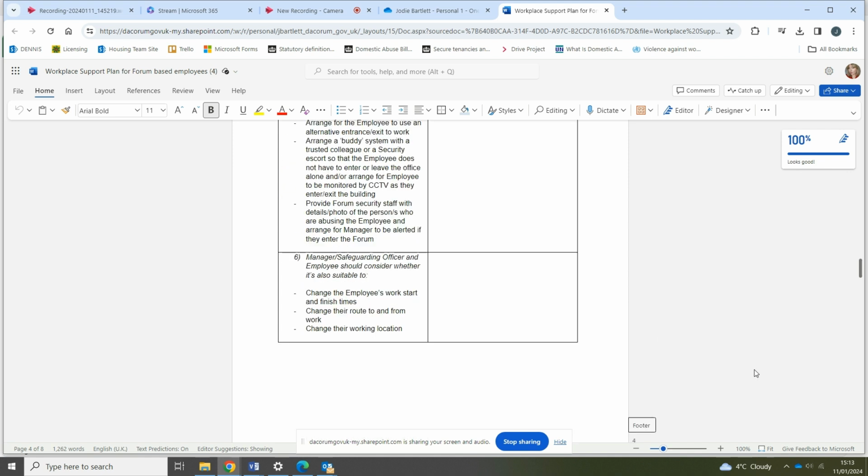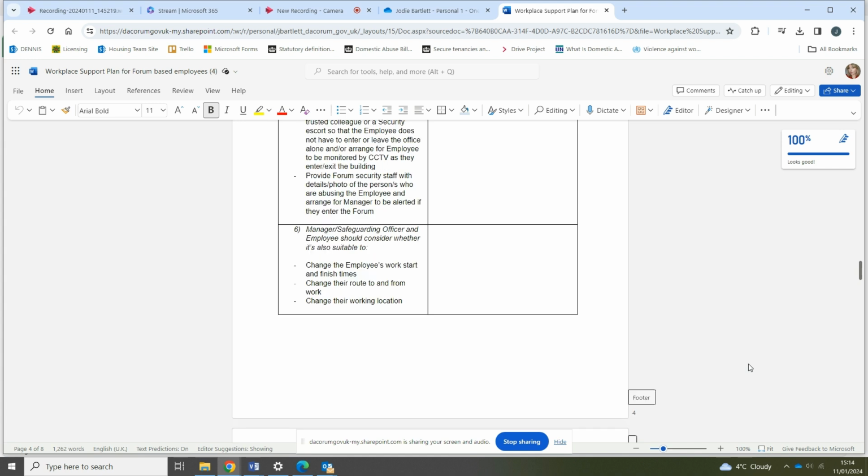You can also consider whether it may be appropriate to change their work start and finish times with their consent. Often, if they are being stalked or tracked on their way to or from work, this can help to disrupt those patterns and hopefully to increase safety. But it's also mindful that particularly within the darker months, we need to be aware that it may not be appropriate for that person to enter or leave the office alone, and that they may need a buddy to be there, or to get security to monitor them as or when they're entering or leaving the building, and that's something that can be arranged by speaking with them.